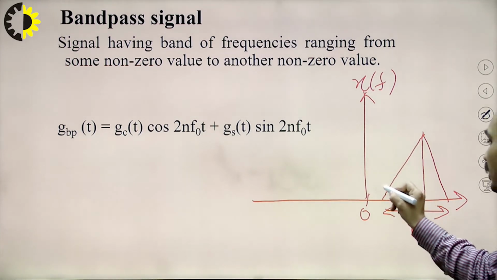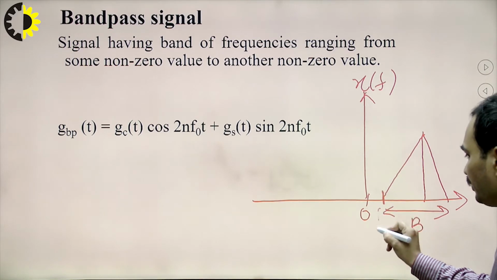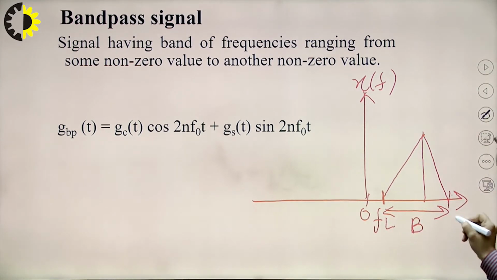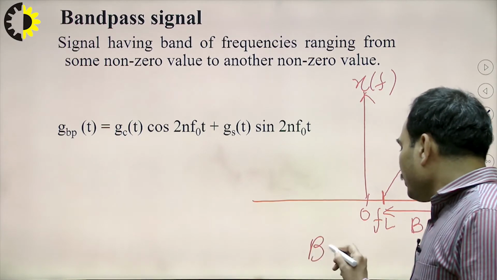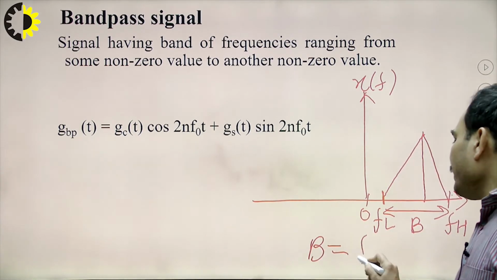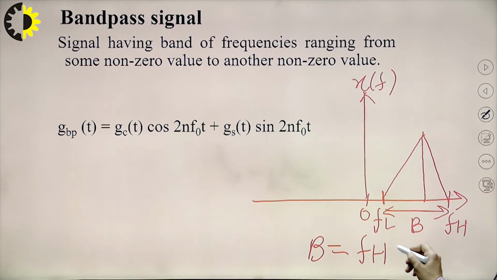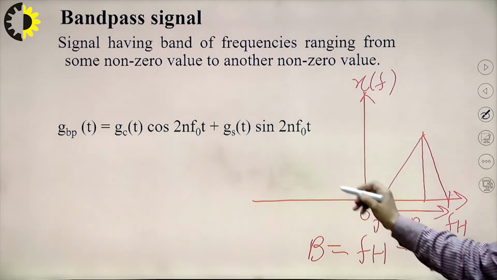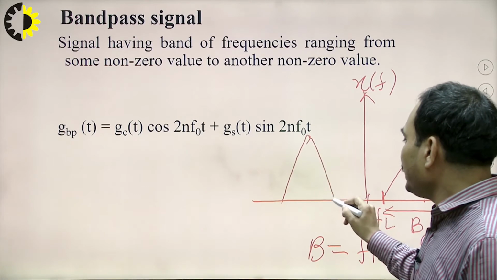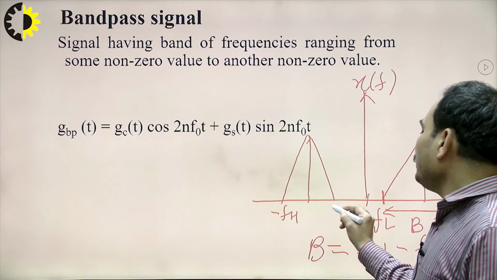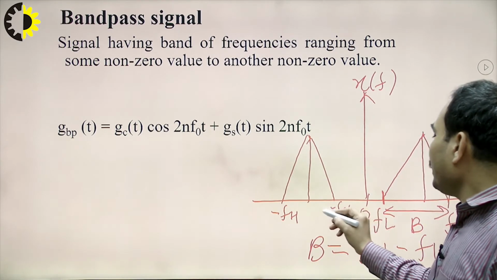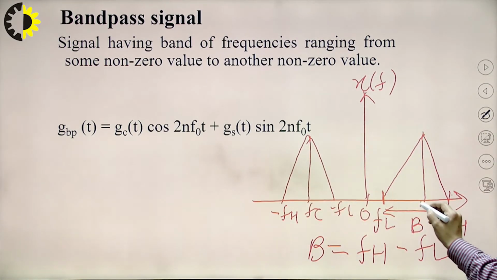Now this is the lower frequency FL and this is the higher frequency FH. So the bandwidth of the band pass signal is FH, that is the higher frequency, minus FL. Similarly we have the imaginary or the negative frequencies as well, that is minus FH and minus FL, and we have the center frequency FC. Here also we have the center frequency FC.